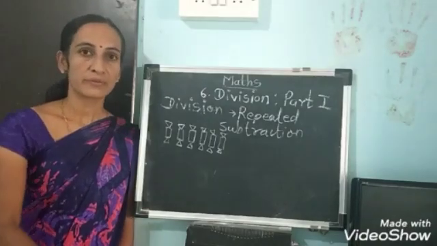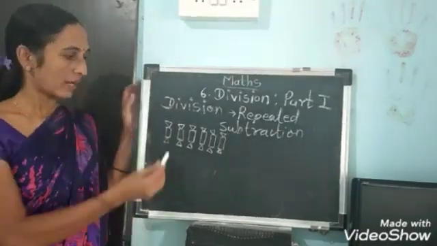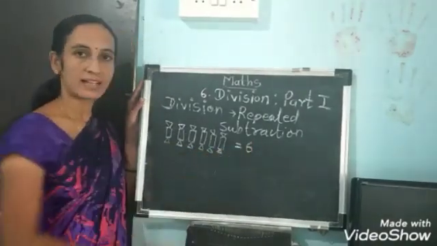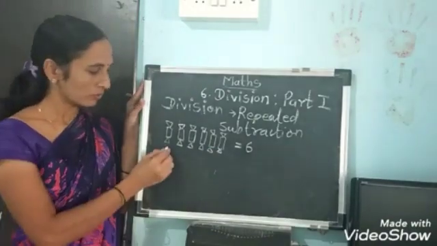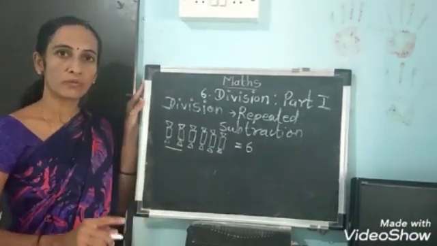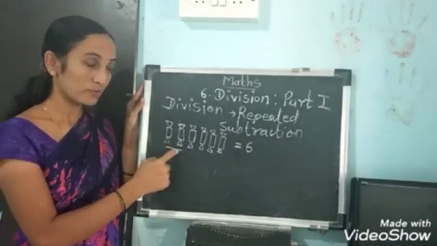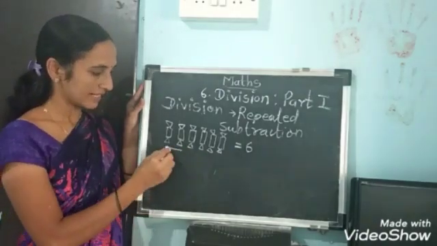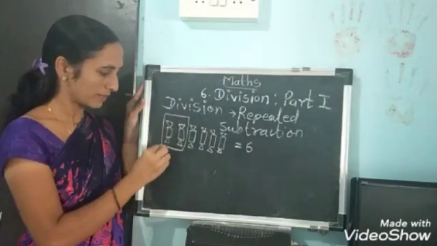How? We will see from this example. See, I have 1, 2, 3, 4, 5, 6 chocolates. How many? 6 chocolates I have. I wanted to give 2 chocolates to one boy. Then how many boys will get chocolates? We will see.